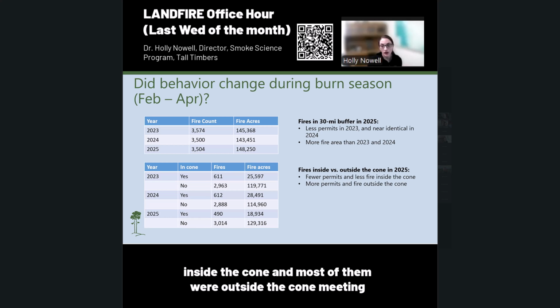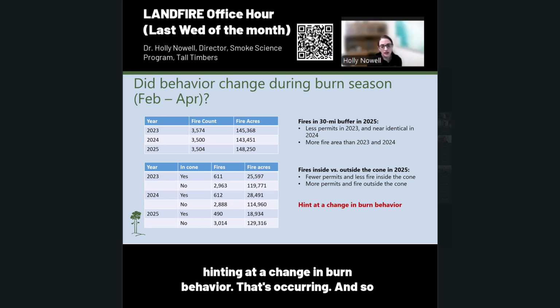And most of them were outside the cone, meaning that it's not moving over the town of Albany. And so this is really hinting at a change in burn behavior that's occurring. And so we are very encouraged by this and we're continuing on. I'll talk about changes to the pilot program in a little bit that we've made for this year, but of course this is a LANDFIRE office hour.